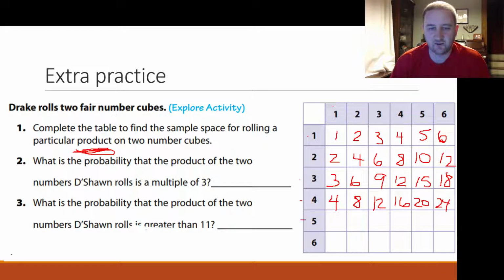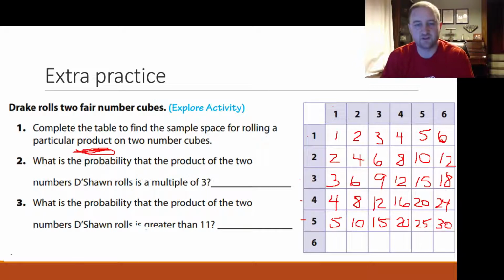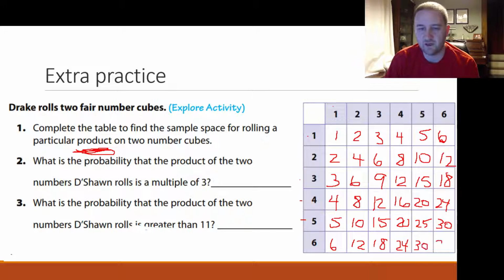Let's see if he rolls a 5 first. 5 times 1 is 5. 5 times 2 is 10. 5 times 3 is 15. 20. 25. And 30. And then the last one is if he rolls a 6 first. So 6 times 1 is 6. 6 times 2 is 12. Then 18. 24. 30. And 36. All right. So this is a table listing all of the possible outcomes for the products of rolling 2 dice.